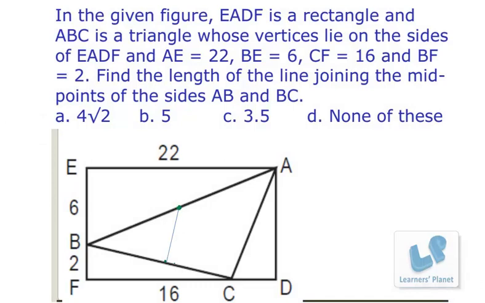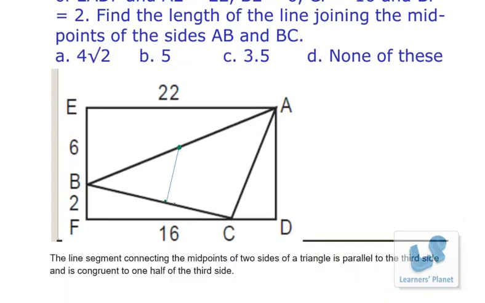Now you must be knowing the midpoint theorem. The line segment connecting the midpoints of two sides of a triangle is parallel to the third side and is congruent to one half of the third side. So this is the midpoint. I assume these to be P and Q. So Q is the midpoint of BC and P is the midpoint of AB. So PQ will be parallel to AC, that is one thing, and the length of PQ will be half of AC, that is the other thing.